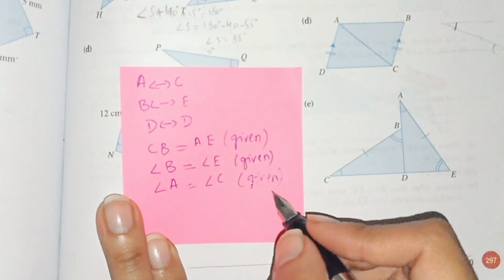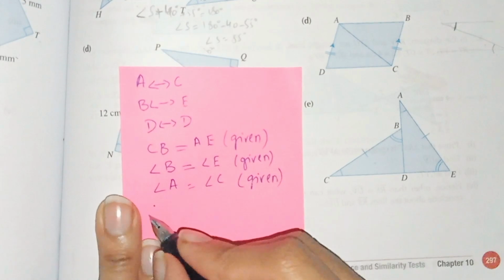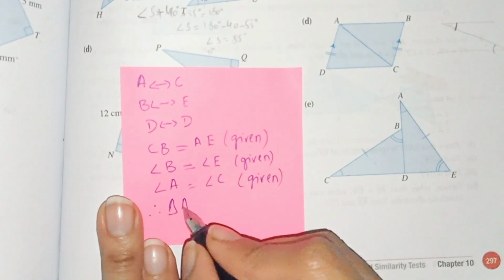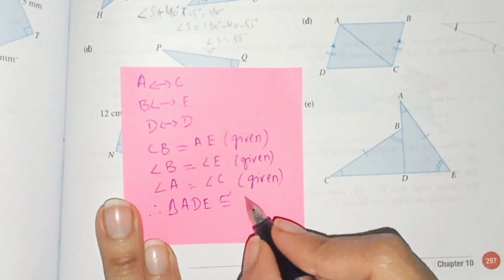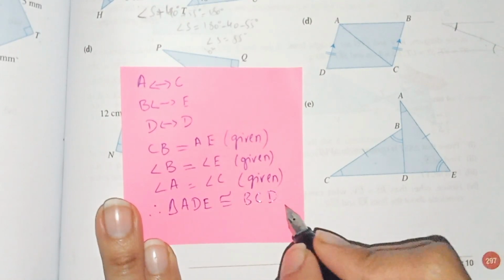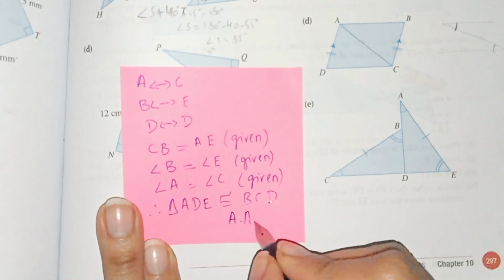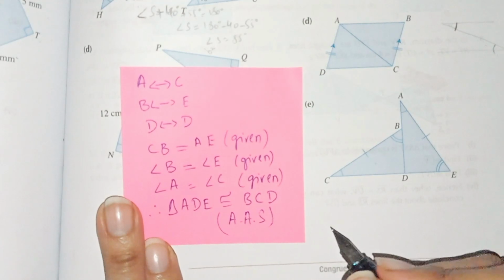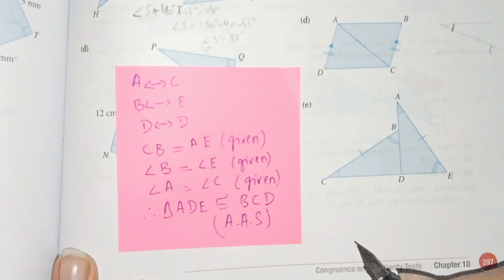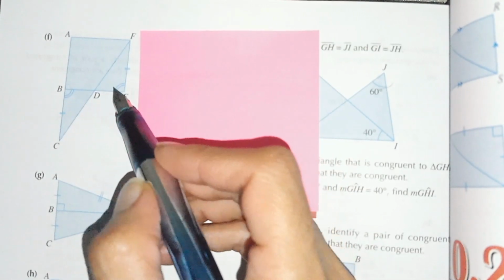Now we have proved that the two angles and one side are equal, and therefore the triangle ADE is congruent to triangle BCD, because of that congruency test. And now students, part E is solved. Students, part number F, we can observe the triangle CDB and EDF.